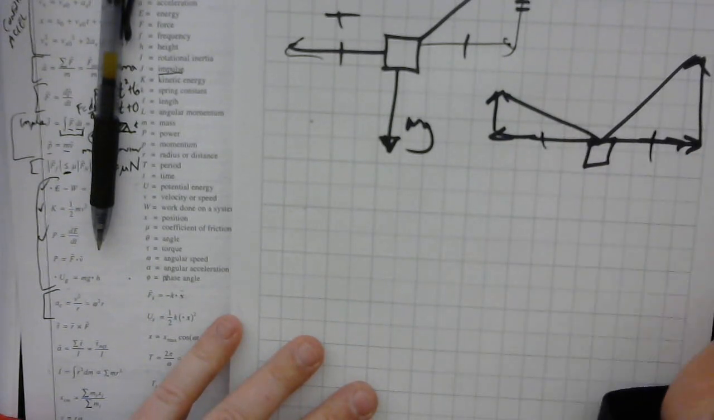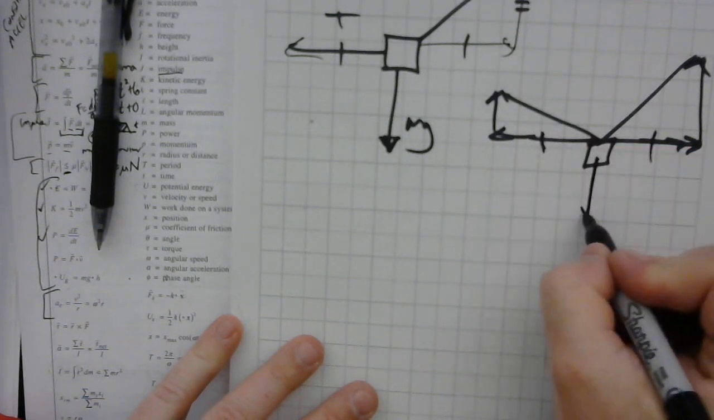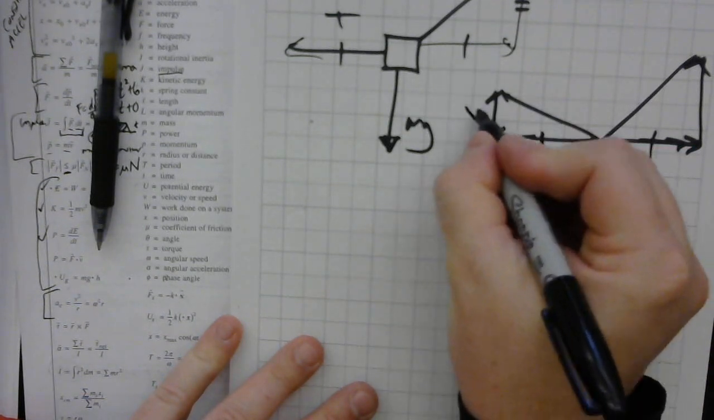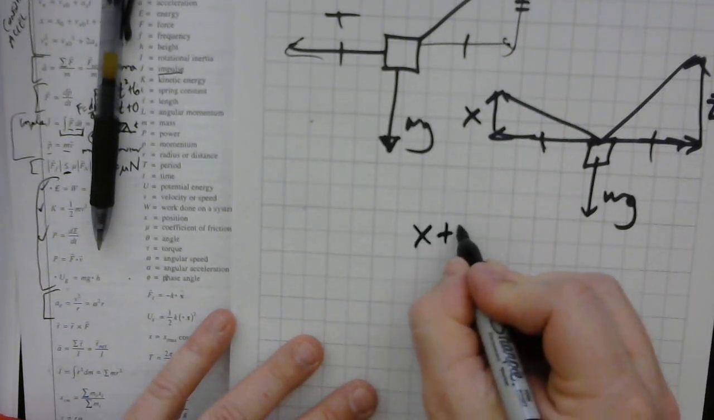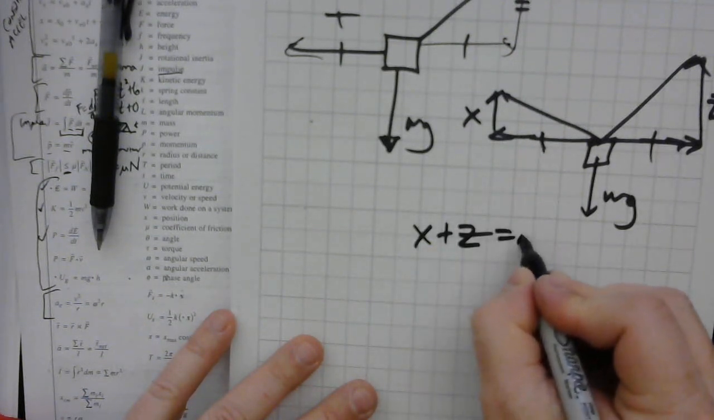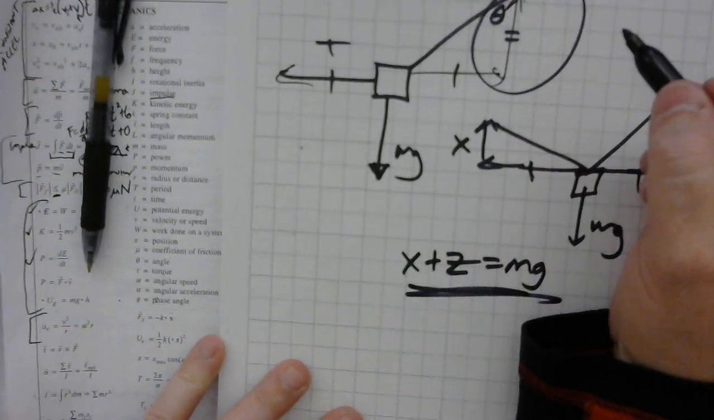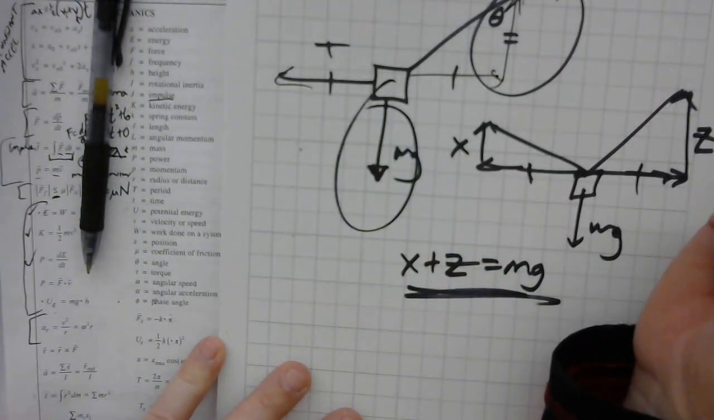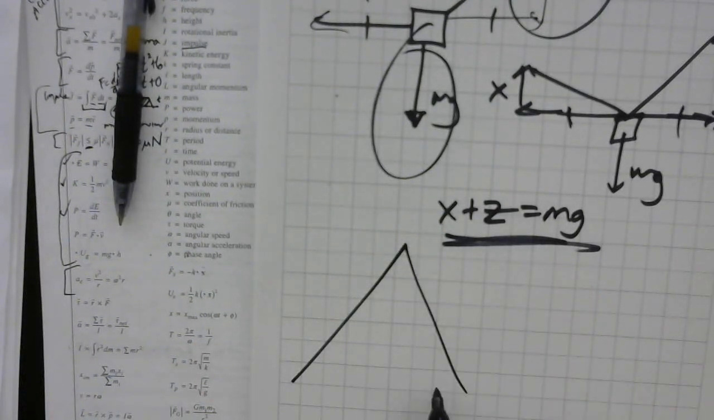And the horizontals would be equal, okay? Because they're the only two horizontals. But this mg going down, I'm going to call this x, and I'm going to call this z. Ready? X plus z going up have to cancel out mg. That's different than this one, because the one before, it was just this guy equals mg.